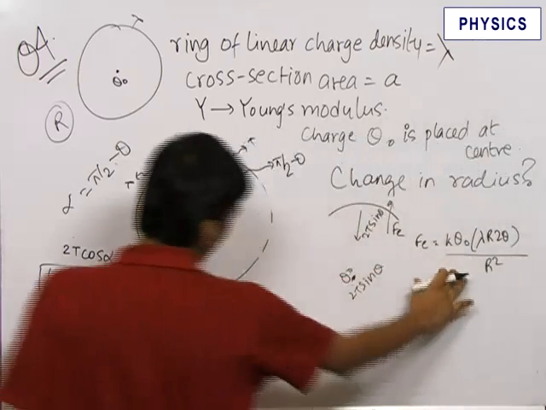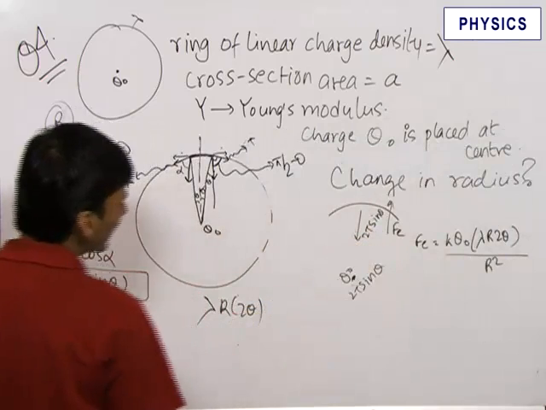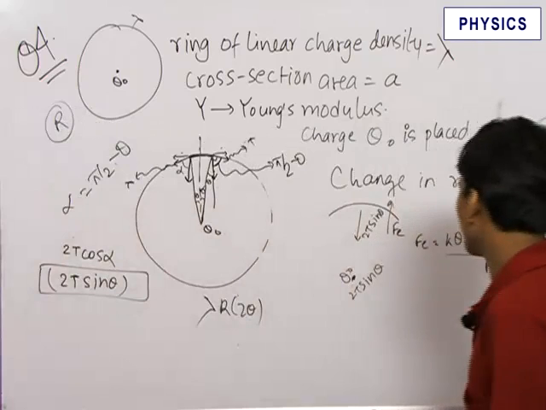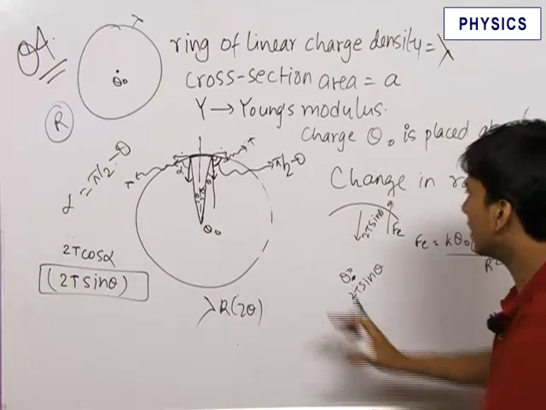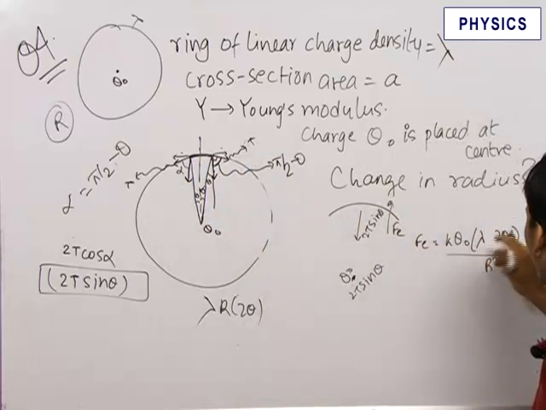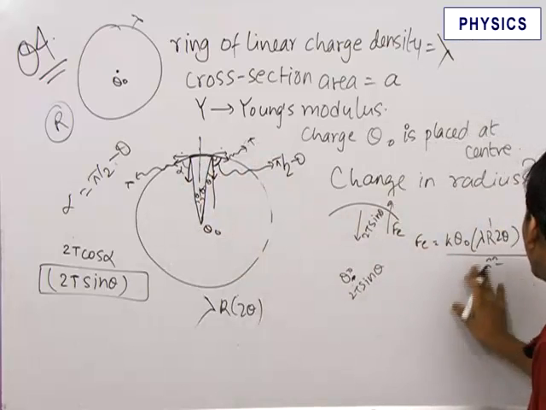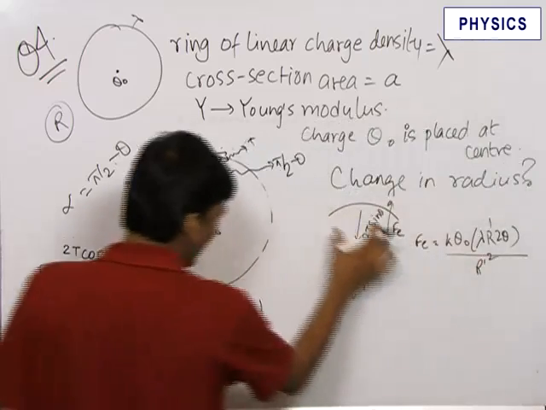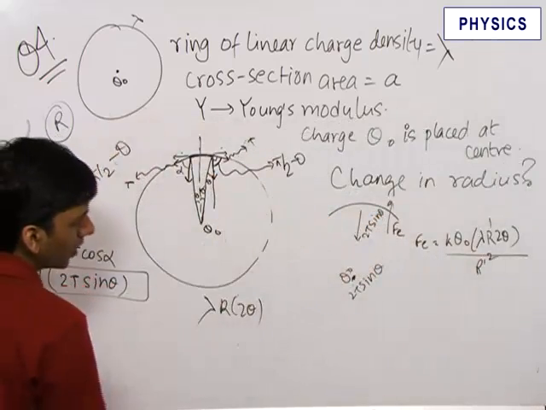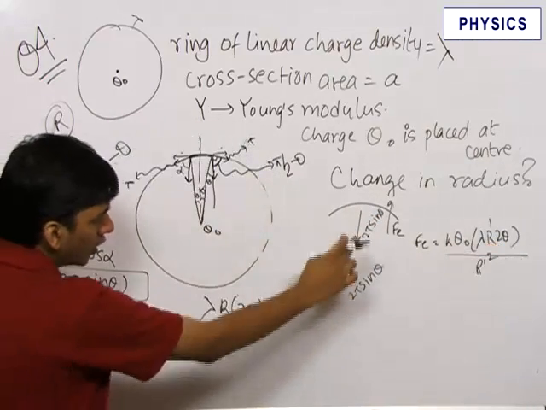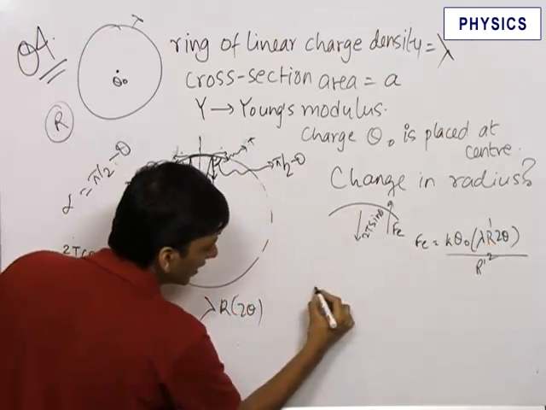Now this force is balanced by 2T sin theta, since after expansion this ring is at rest. An important thing to keep in mind is that the ring is already expanded, so I made a mistake here. Let this be the final radius of the wire, r dash, and this will be r dash whole square. So this final force acting on the wire in equilibrium will be a function of the new radius r dash of the wire. This force will be balanced by 2T sin theta.